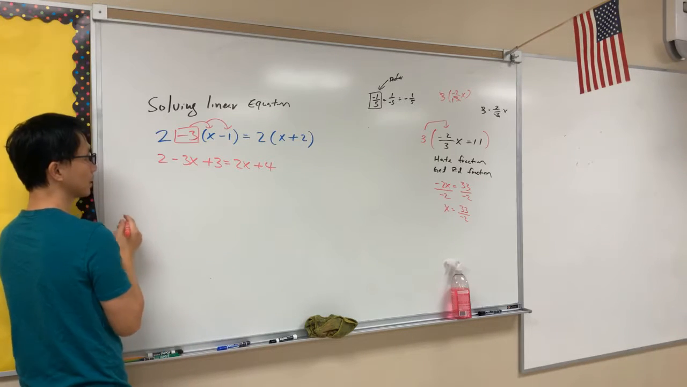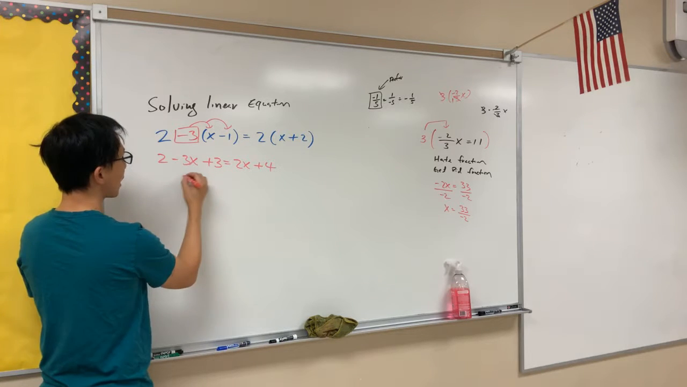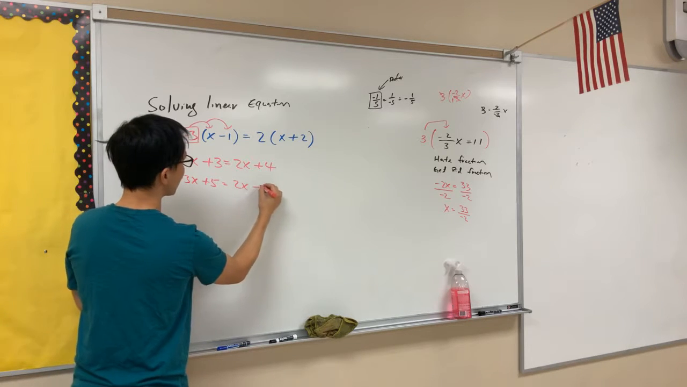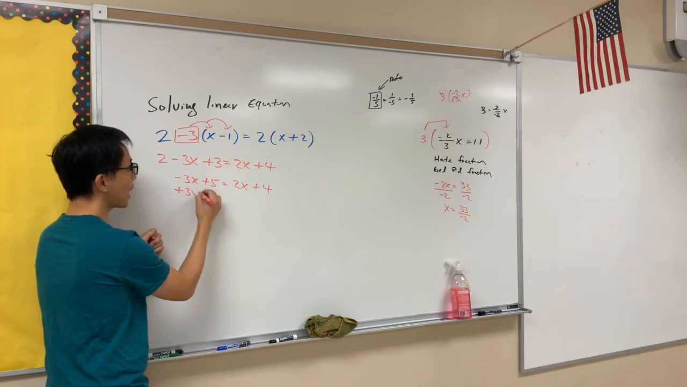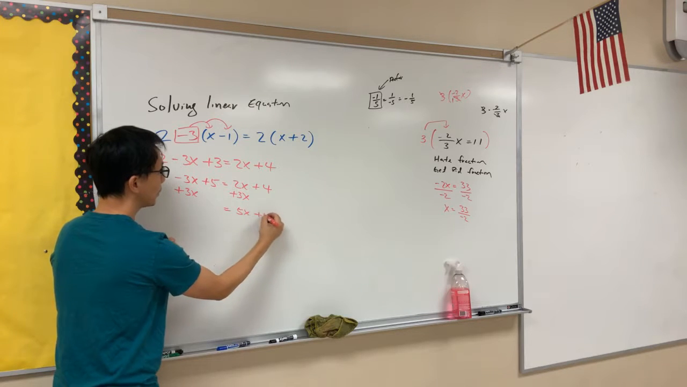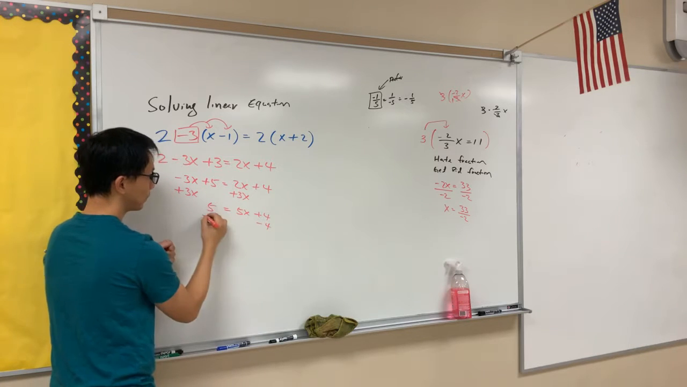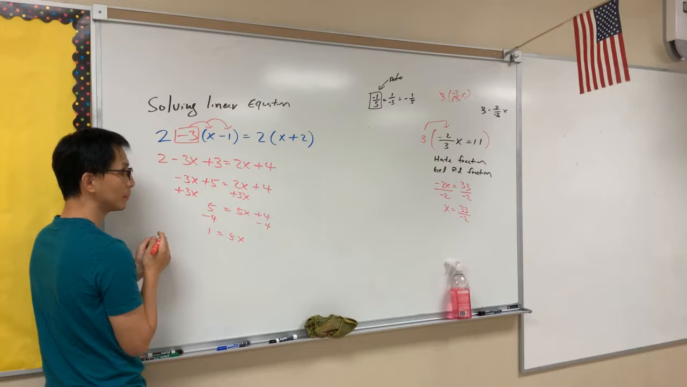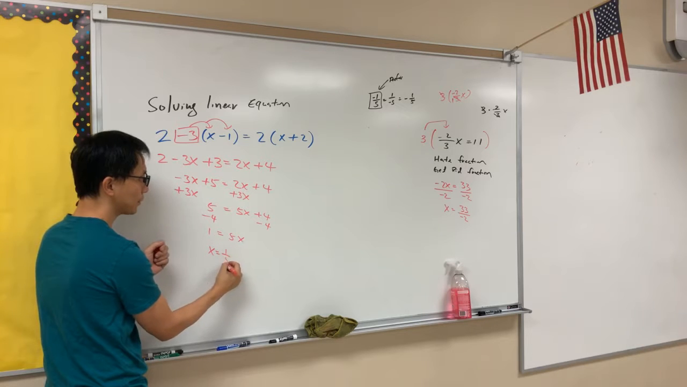I got that. And then I'm going to simplify this time. I'm going to get -3x + 5, that's equal to 2x + 4. I see what I did wrong. I'm going to add 3x on both sides. So that's equal to 5x + 4 and 5. I'm going to subtract 4. That's going to give me 1 equal to 5x. And then x is equal to 1/5.